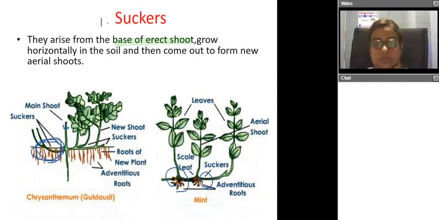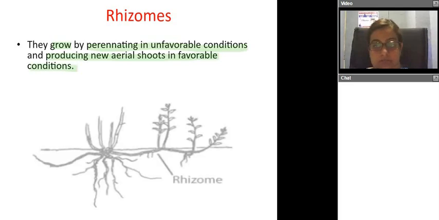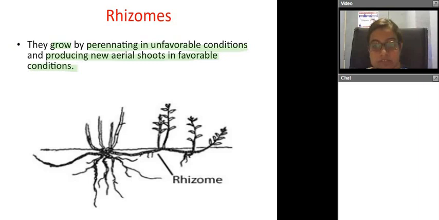Right? Then we have the rhizomes. Rhizomes grow by perennating in unfavorable conditions. They produce new aerial shoots in the favorable conditions. Clear? See, these are the rhizomes. Right?